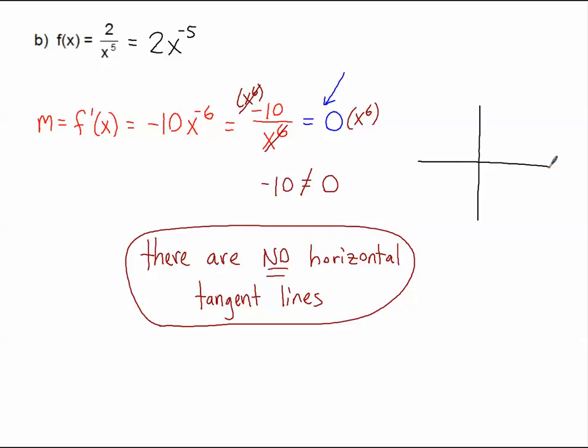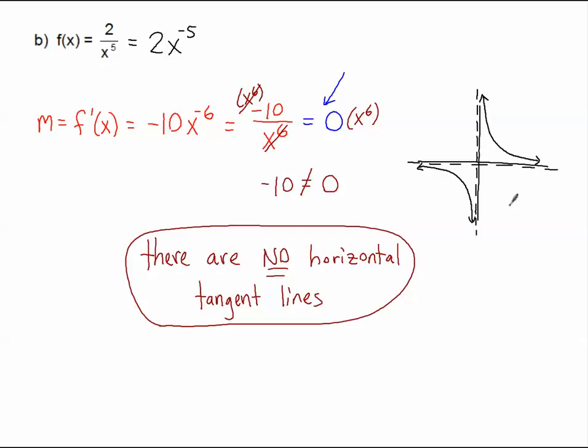This is a rational function, 2 divided by x to the 5th. There's a vertical asymptote right down the y-axis. There's actually a horizontal asymptote across the x-axis. And I'll just sketch it quickly. This is basically what the curve will look like. You can generate a t-table if you want to.